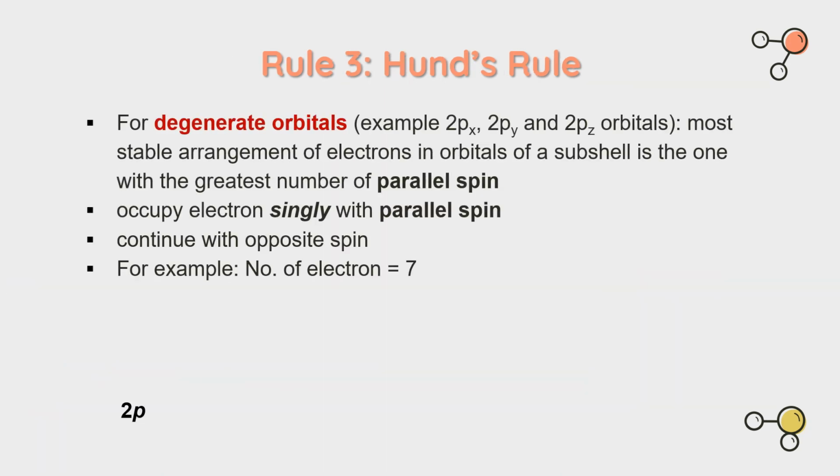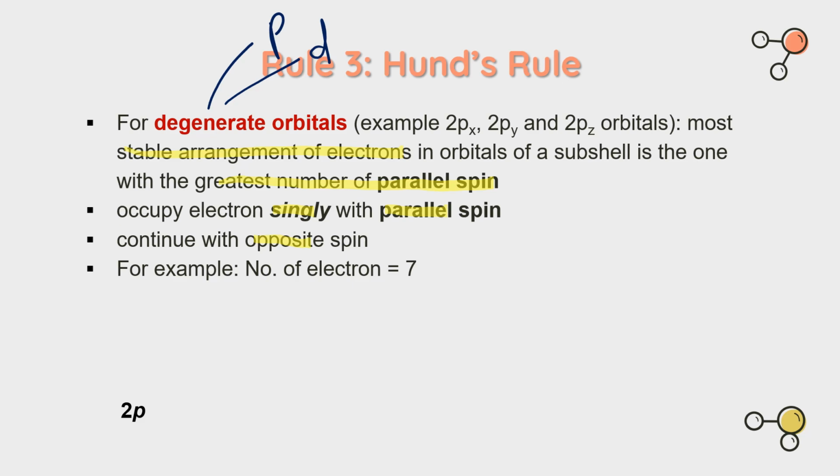The third rule will be Hund's rule. According to Hund's rule, for degenerate orbitals such as in p and d orbitals, the most stable arrangement of electrons in the orbitals of a subshell is the one with the greatest number of parallel spins. So electrons will occupy singly with parallel spin, and the remaining electrons will continue with opposite spin.